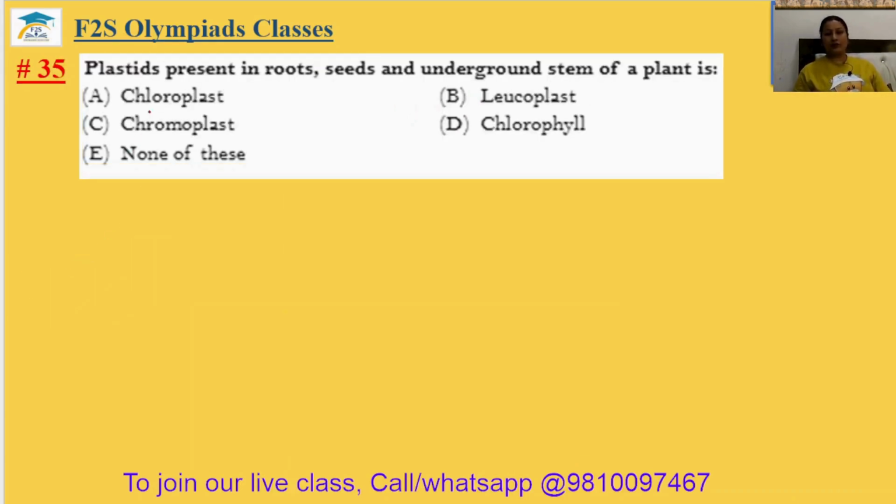Question number 35. Plastids present in roots, seeds, and underground stem of a plant is chloroplast, leucoplast, chromoplast, and chlorophyll. So which type of plastid is present in all three, roots, seeds, and underground stem? So it will be your leucoplast. 35th answer is option B.